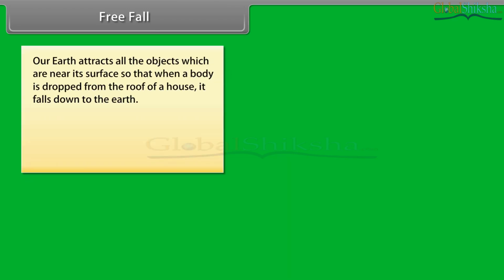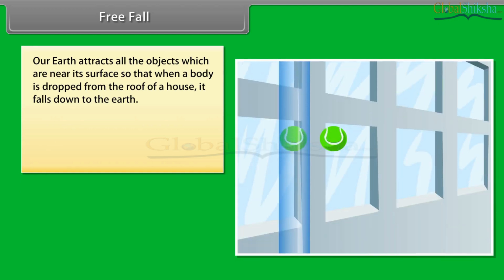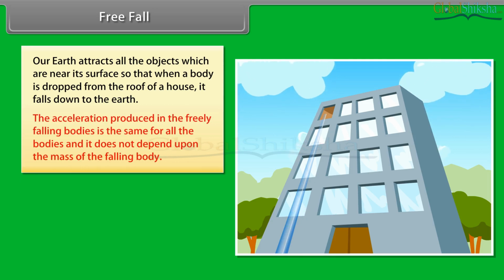Free fall. Our earth attracts all the objects which are near its surface, so when a body is dropped from the roof of a house, it falls down to the earth. The acceleration produced in freely falling bodies is the same for all the bodies and it does not depend upon the mass of the falling body.